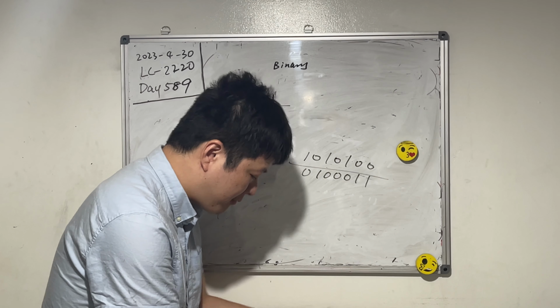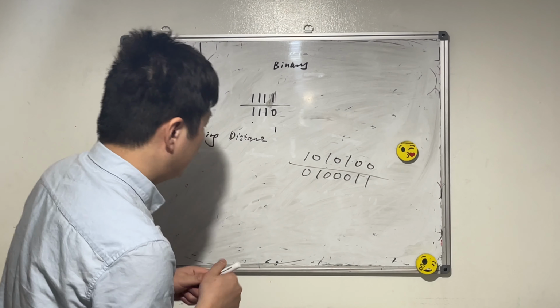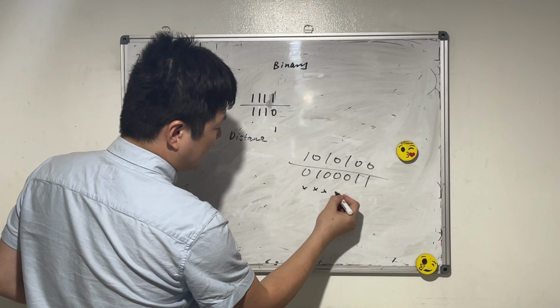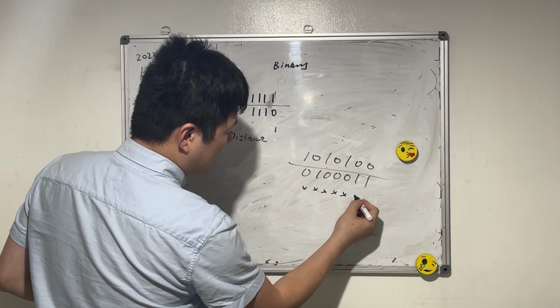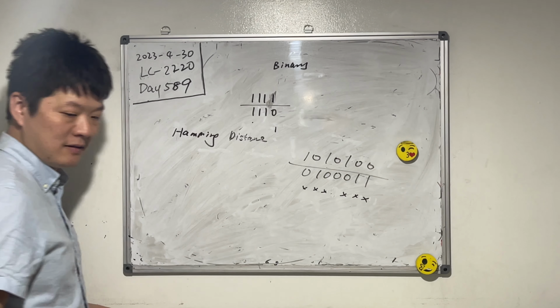Yes. Okay, and we know how to calculate the Hamming distance. What's that? Yeah, this one, this one, this one, this one, this one. No, not that one. This one, yeah. Otherwise, if that one is, it'll be 7.